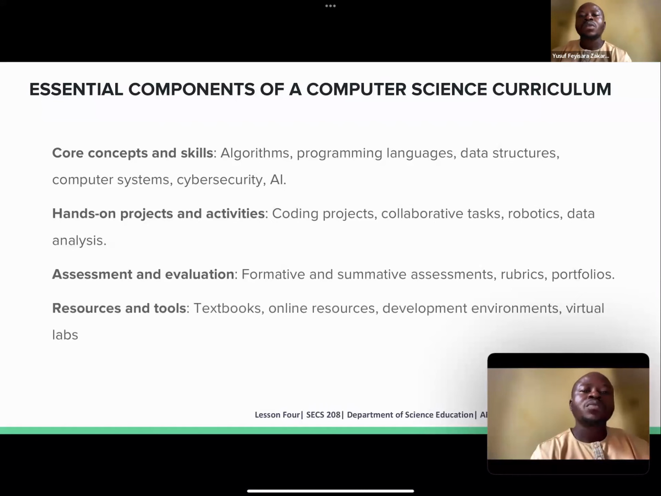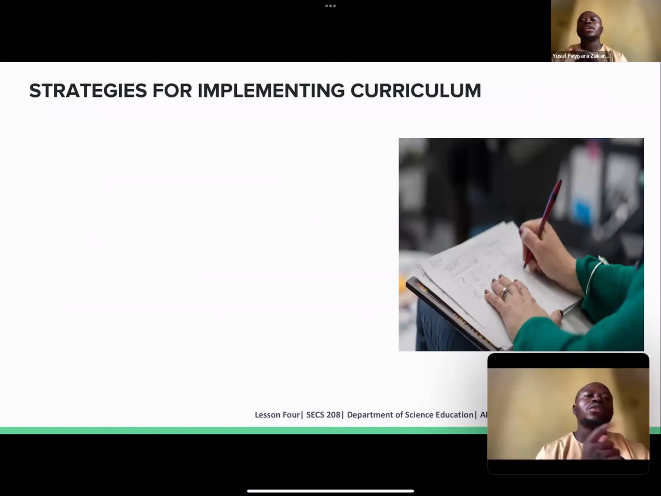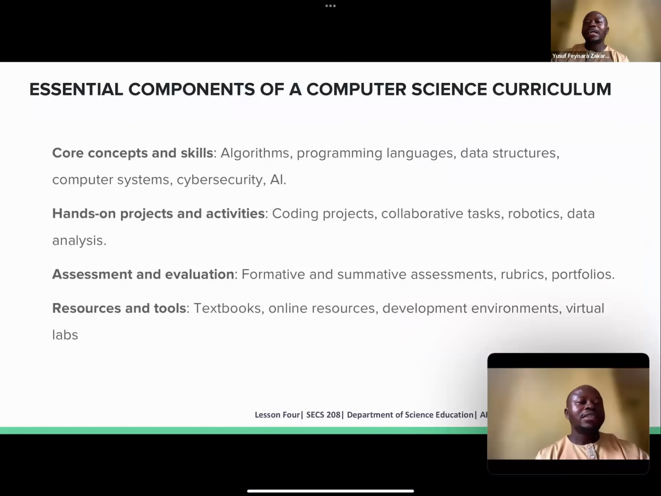All right? Then resources and tools. There must be what? Textbooks, online resources available to you. Development environment and virtual lab. There must be labs where you can work. But if there is no physical lab, they can produce what we call virtual laboratories, where some of these coding experiments you can do virtually. Okay? Take notes. This particular slide summarizes the essential components of the curriculum.